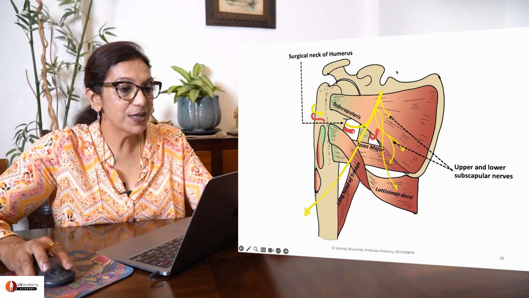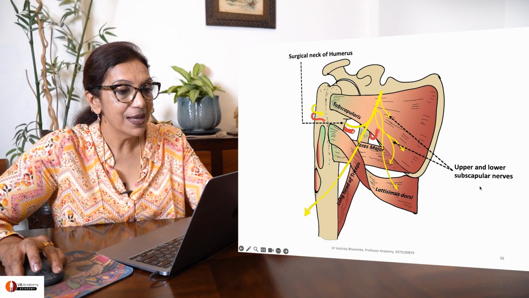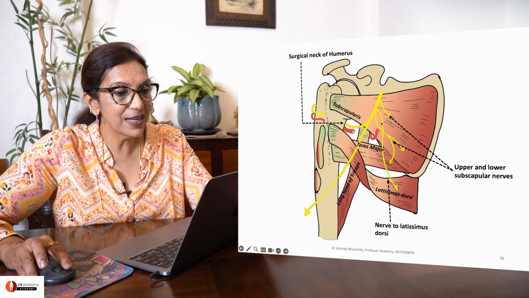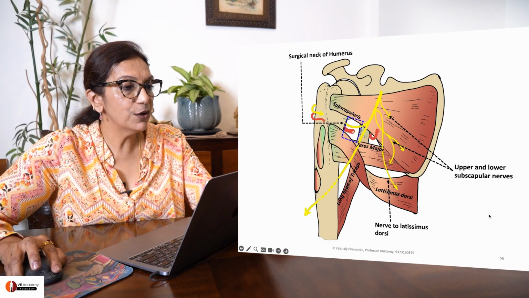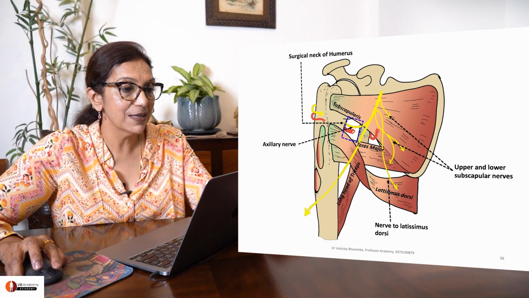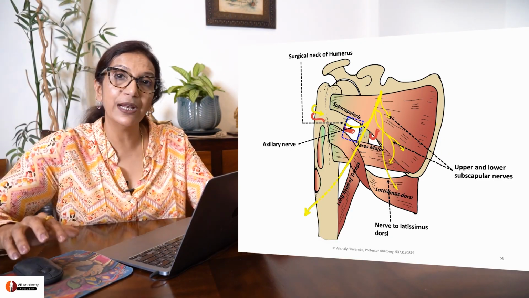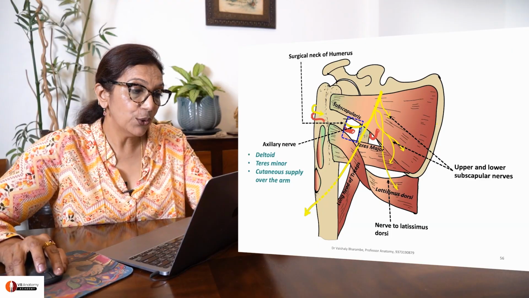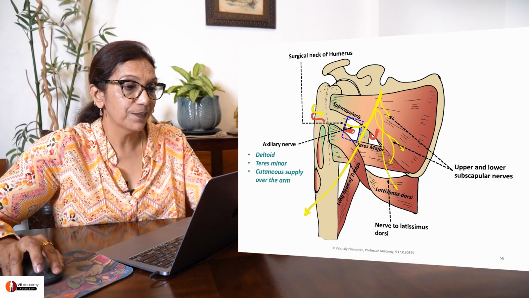Now this is the posterior cord here. You can see it giving rise to upper and lower subscapular nerve and a nerve to latissimus dorsi. See how it's descending down here. A nerve that is the axillary nerve is exiting the axilla by passing through the quadrangular space and then distributing itself posteriorly and onto the deltoid muscle. Deltoid, teres minor, and a cutaneous supply to a part of your arm.